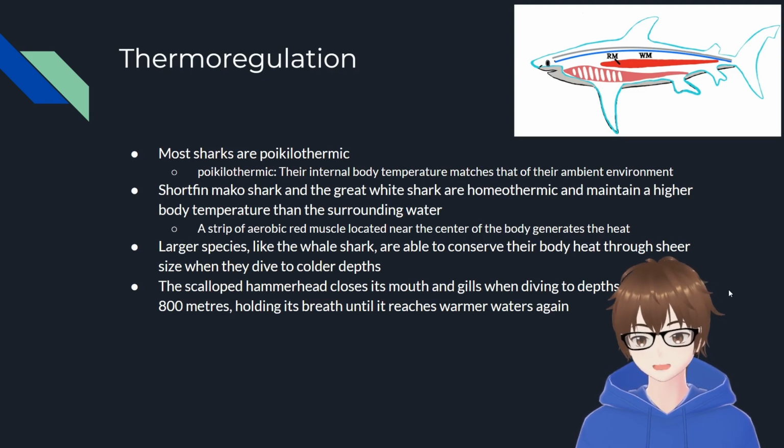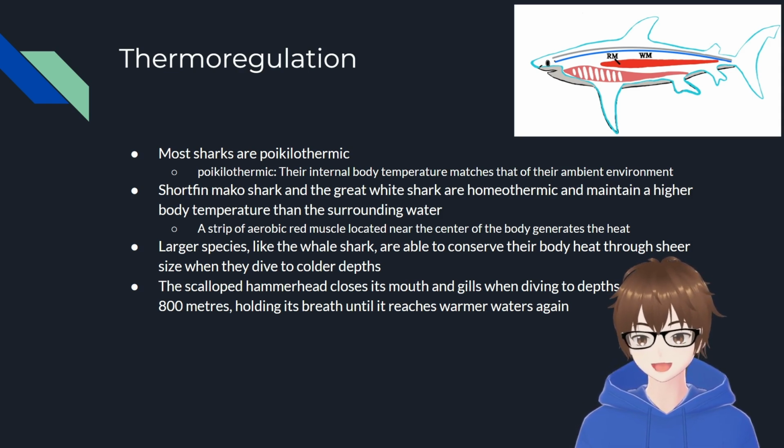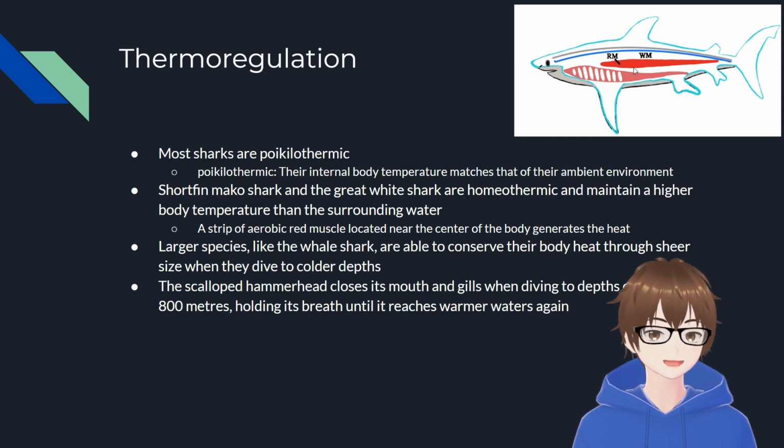Thermal regulation. Thermal regulation is basically how a shark keeps a normal temperature while in the water. Most sharks are poikilothermic, which means their internal body temperature matches that of their ambient environment. So if their environment is 80 degrees Fahrenheit, then their body would be around 80 degrees Fahrenheit. The short-finned mako shark and the great white shark are homeothermic, which means they maintain a higher body temperature than the surrounding water. That is because of a strip of aerobic red muscle located near the center of the body, which generates heat. In the picture up here on top above me, the RM is the red muscle inside the center of their body, which generates the heat.